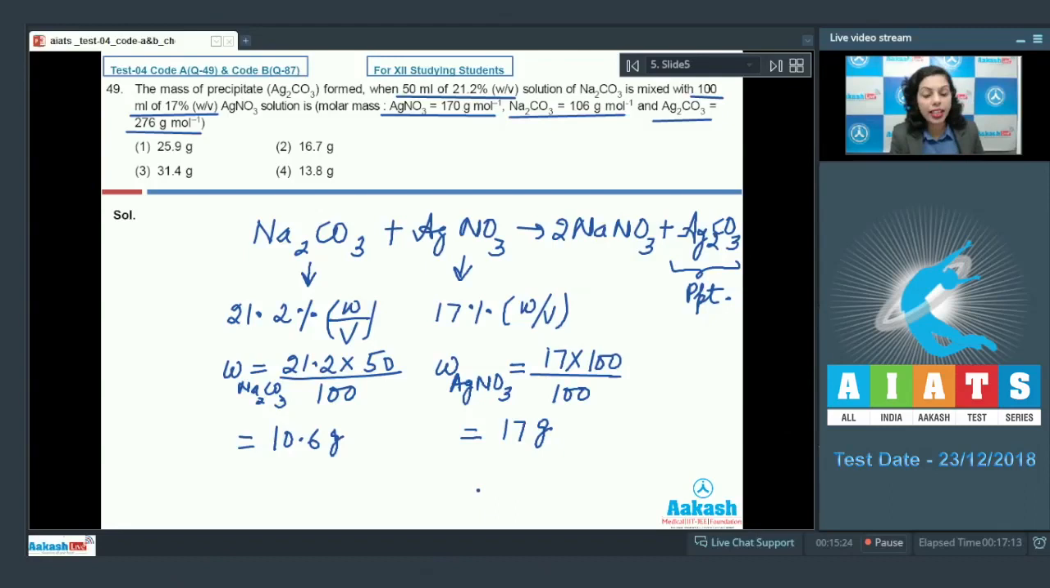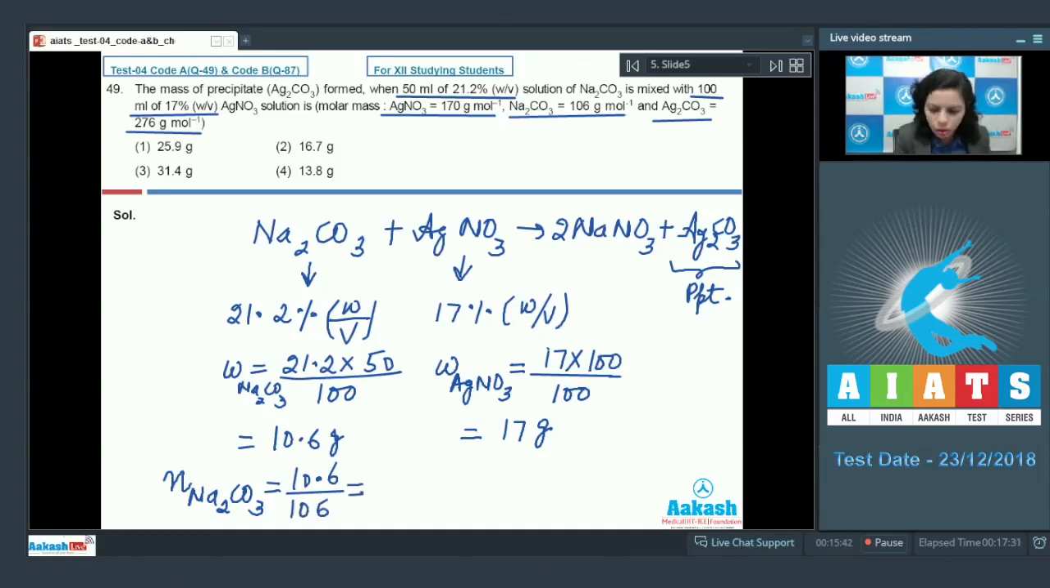In a similar manner, the AgNO3 value would be equal to 17 gram. Let's find out the moles of this. Mole is equal to the given mass by molar mass. So let's divide the given mass by the molar mass to find the moles of Na2CO3. It would be equal to 10.6 divided by the molar mass, that is 106.